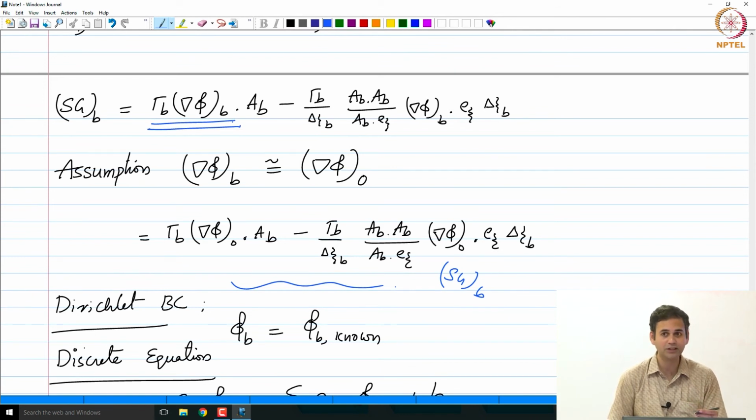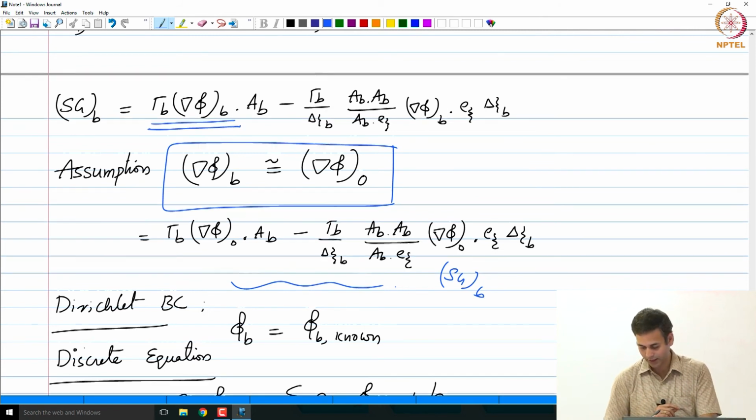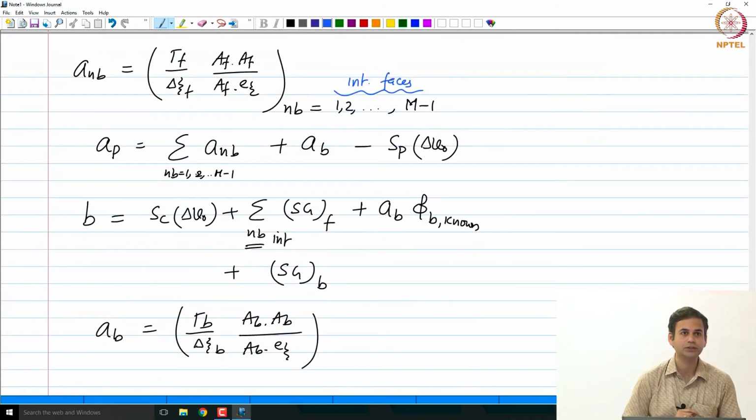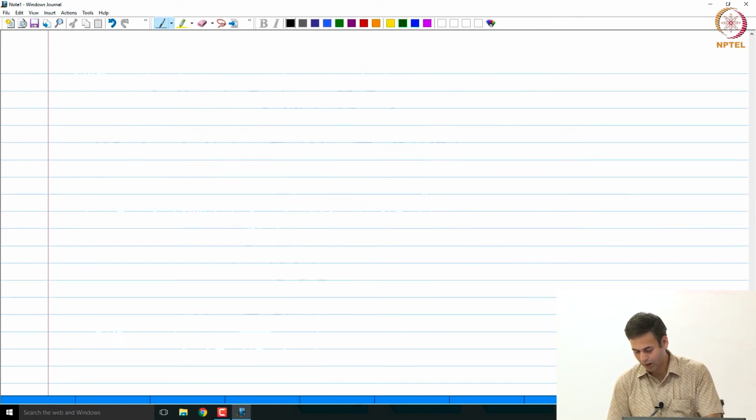But the assumption we are making here is that grad phi B would be equal to grad phi 0. That is what I am making here. We will again discuss the efficacy of this approximation a little later. Fine, is that clear? As of now, we somehow through some method know the value of the gradients of phi, which we can use here. That's the idea here. Questions? Other questions? No? Fine? Clear? So, we have looked at Dirichlet boundary condition. Then let us look at the boundedness properties.